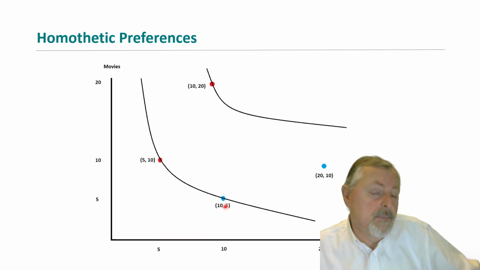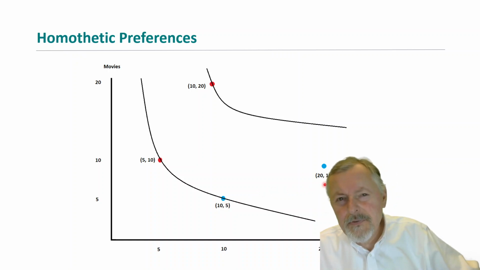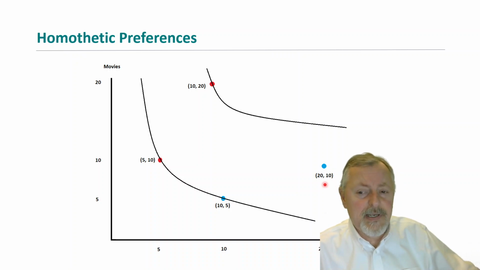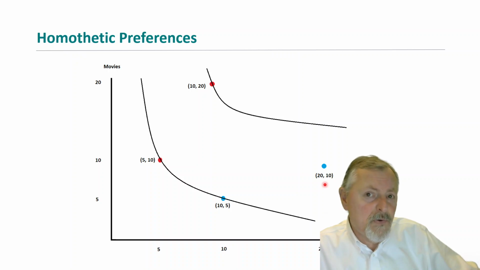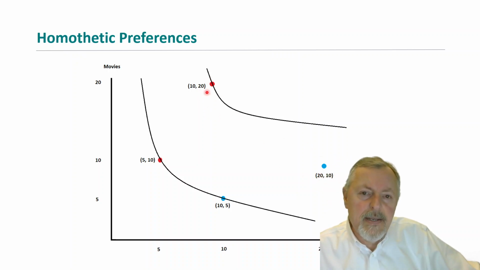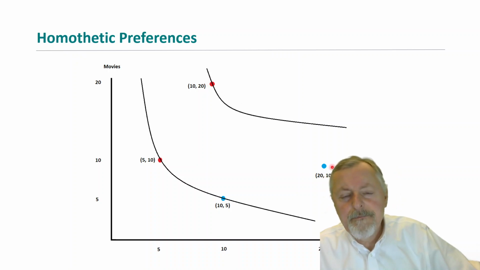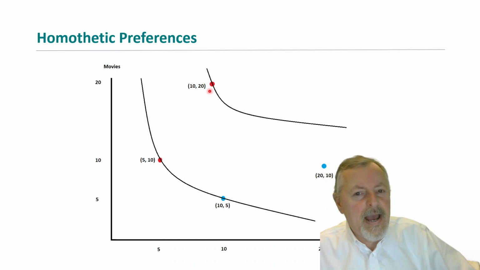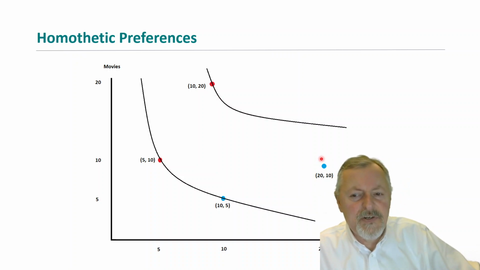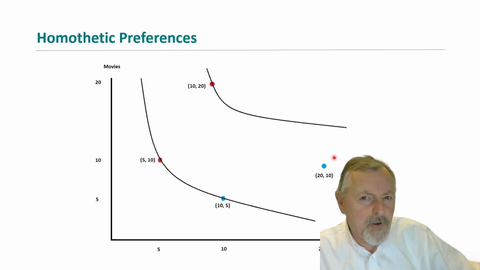10 is good, maybe 15 would be better. But when you get up to 20 units of food, maybe you're getting kind of full. You don't particularly get a lot of utility from more food. You're always going to like more movies. Well, that could mean that in these two points, maybe you'd rather have more movies and a little less food. This combination of a lot more food and a few more movies doesn't make you that much happier.